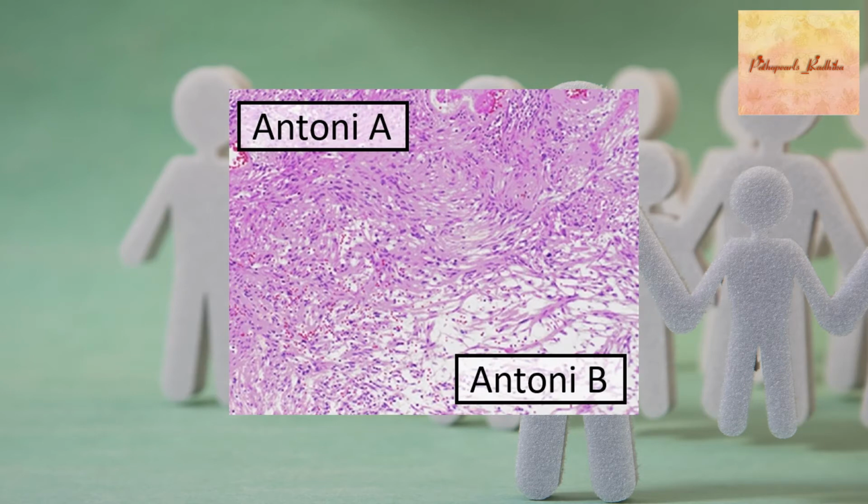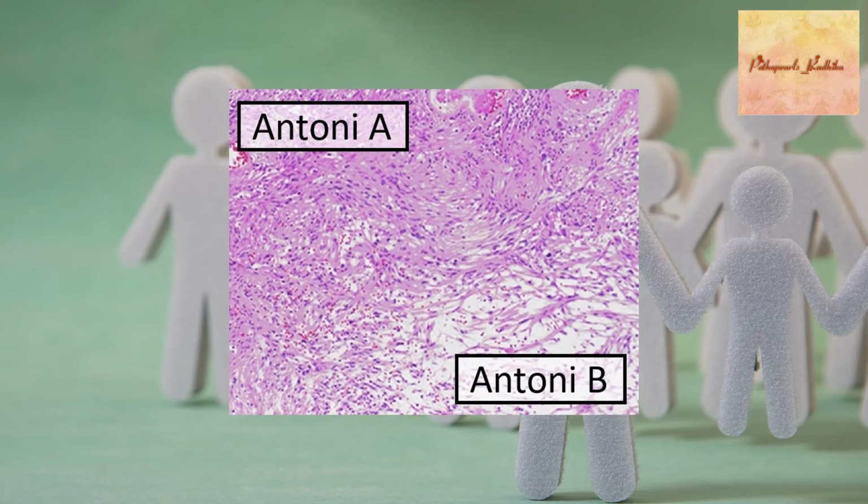So as you can see in that figure, you have two areas, the areas which appear dense and areas which appear loose. Those areas which appear dense, as shown here, are called Antoni A areas. Those areas which are loose, we call Antoni B areas. So what do you see in Antoni A and Antoni B areas? First, coming to Antoni A area, you have spindle cells, right? You have spindle shaped cells which are arranged in fascicles.